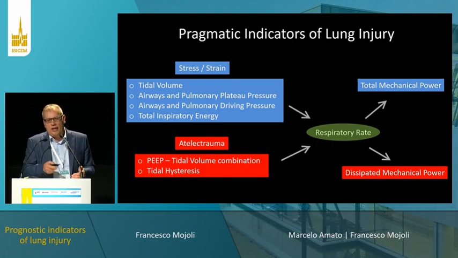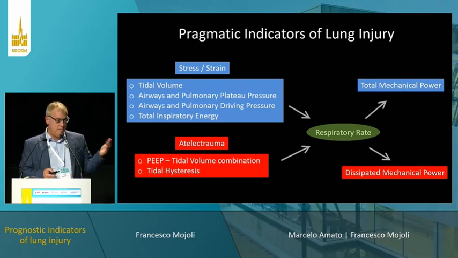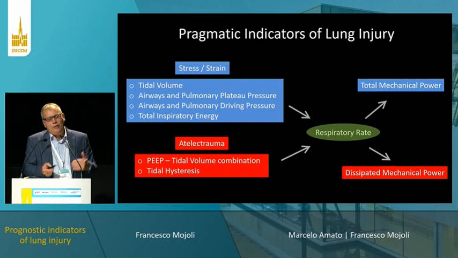And then remember that we have to multiply the energy times the respiratory rate to get the total mechanical power that is applied per minute, the energy per minute that is applied to the respiratory system, and to get also the proportion of this total mechanical power that is dissipated in the respiratory system.